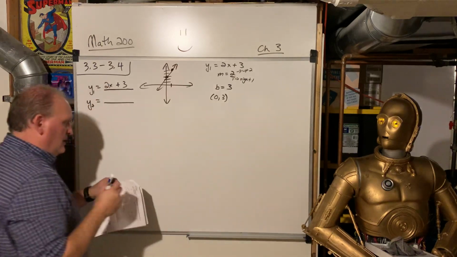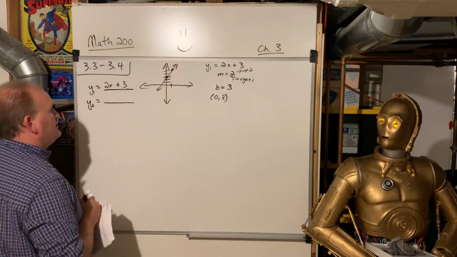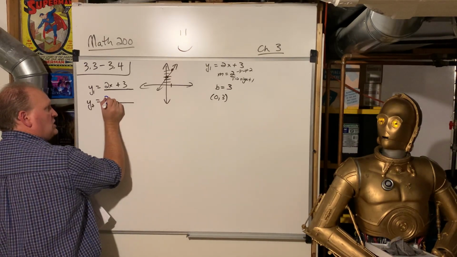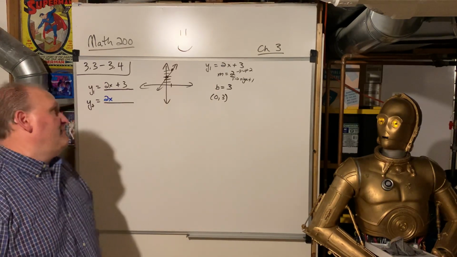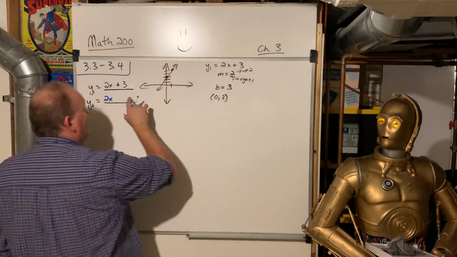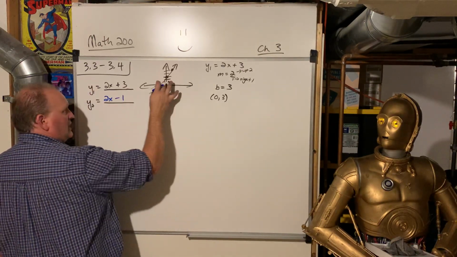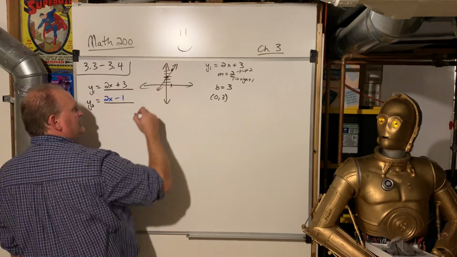All right, now, they want us to make up an equation that is parallel to that. Well, to be parallel, there's only one thing. It's got to have the exact same slope. So we need to copy the 2x. But it's got to have a different starting point, not plus 3, anything else. We can make it minus 1, or plus 1, or plus 5, anything. Just not 3, because otherwise it would be the same line.